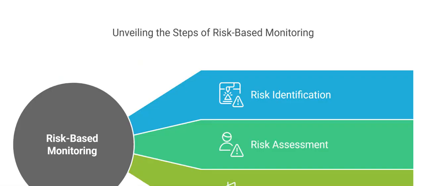Then we see this summarized diagram unveiling the steps of risk-based monitoring, RBM. We have the risk identification, we have the risk assessment, and then we have implementing risk controls.